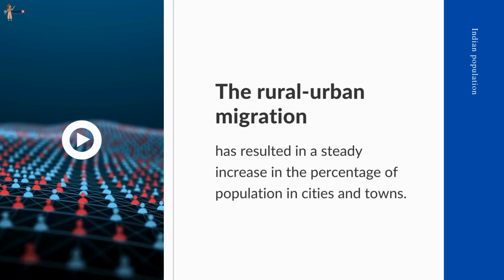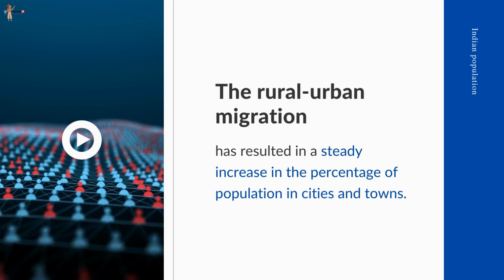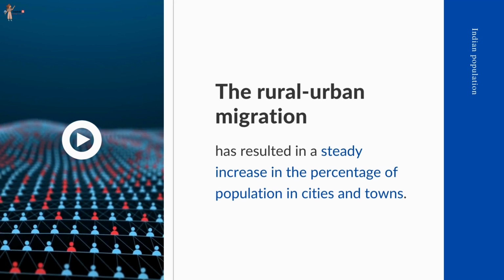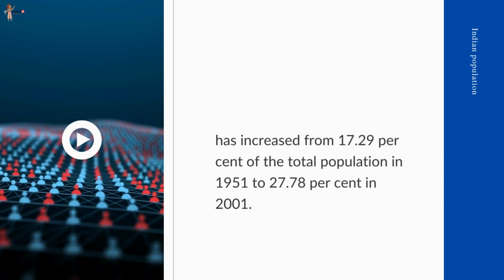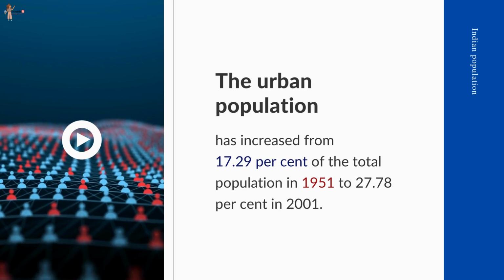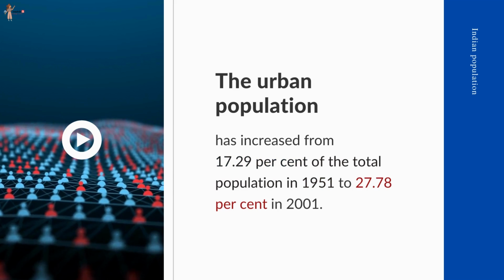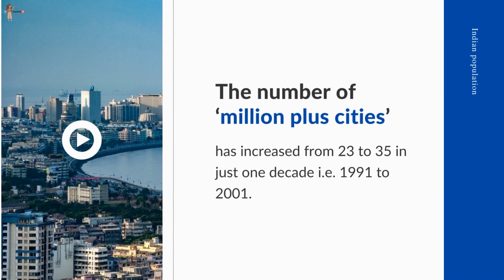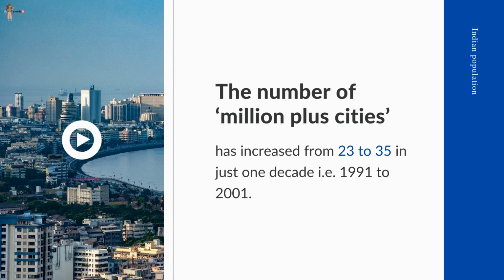In India, the rural urban migration has resulted in a steady increase in the percentage of population in cities and towns. The urban population has increased from 17.29% of the total population in 1951 to 27.78% in 2001. There has been a significant increase in the number of million plus cities from 23 to 35 in just one decade, that is 1991 to 2001.